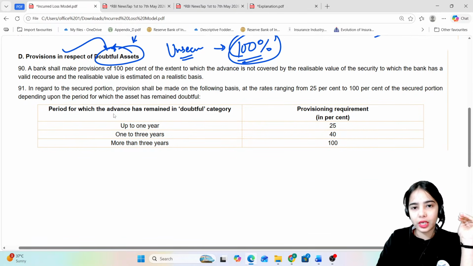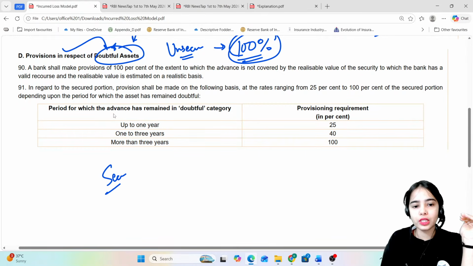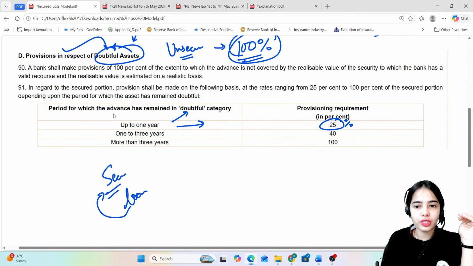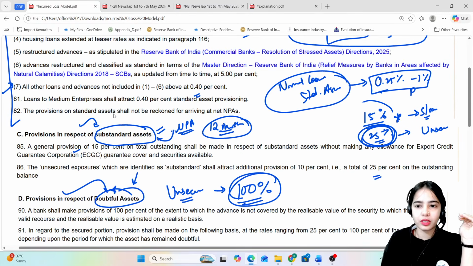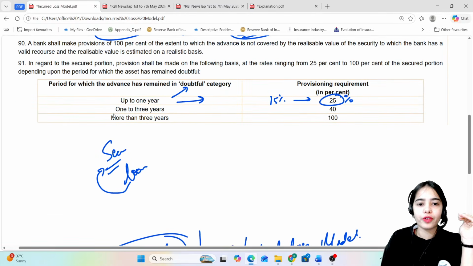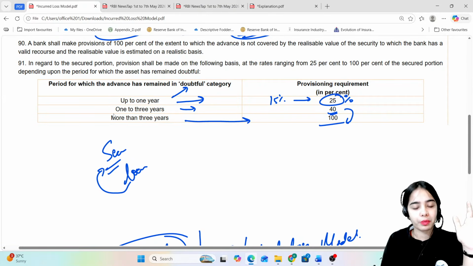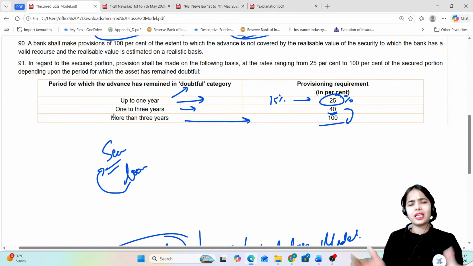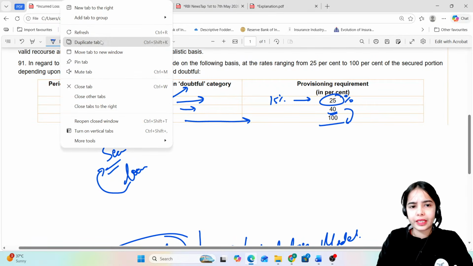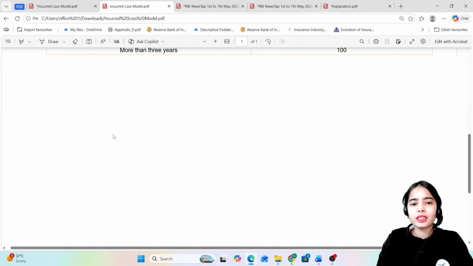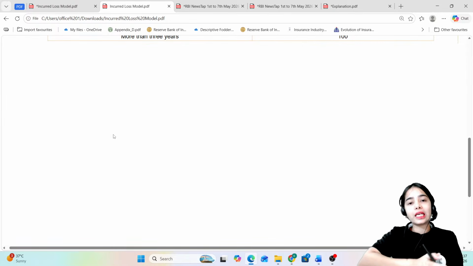And for the secured assets, the loans secured through collateral, up to 1 year under the doubtful category, 25% of provisions, from 15% to 25%. 1 to 3 years, 40%, more than 3 years, 100% from the 40%. So the whole system was very complicated to follow, and the provisions were increasing very rapidly.